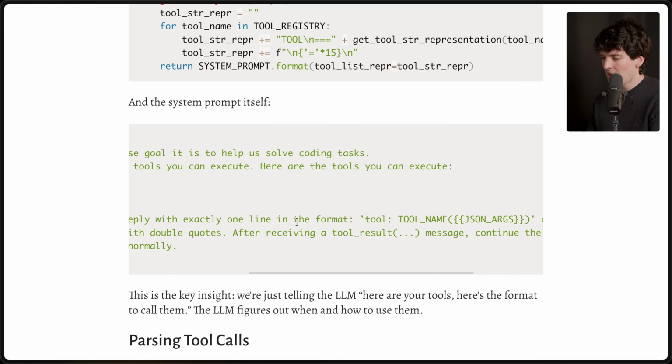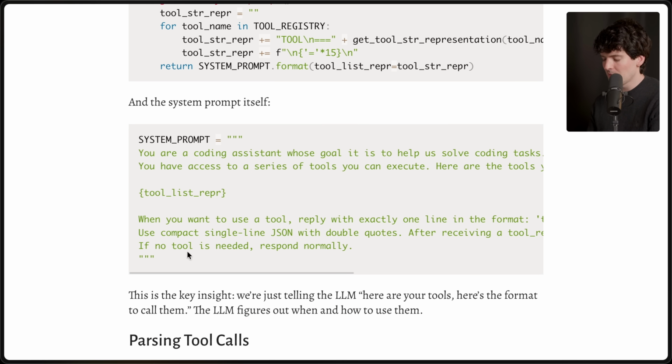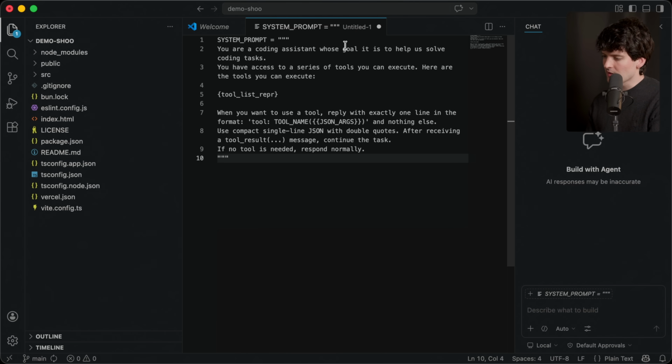And here is what that prompt actually looks like. I'm going to copy paste this into an editor so I can word wrap it. You're a coding assistant whose goal is to help us solve coding tasks. You have access to a series of tools that you can execute. Here are the tools that you can execute. This is where the tool list gets dumped. When you want to use a tool, reply with exactly one line in this format.